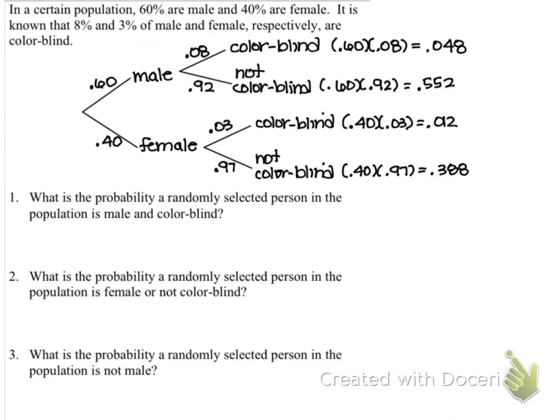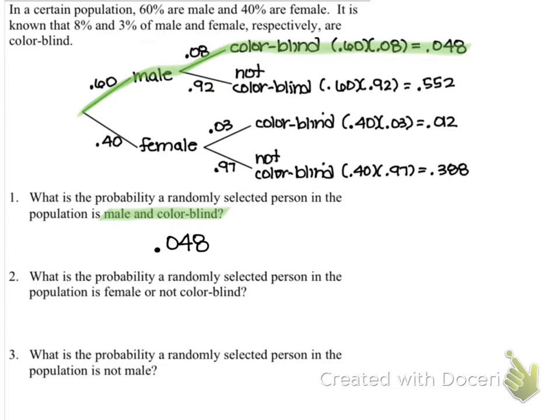So the way that the tree diagram works out, it's much like an area model, but we're still going to do multiplication down our branches, like we did previously, or how we set up the model itself. We're trying to find that single branch, or possibly multiple branches, where we have male and colorblind. So if I do male and colorblind, that's going to give me that branch. So in this case, I'm going to get 0.048 as my probability.